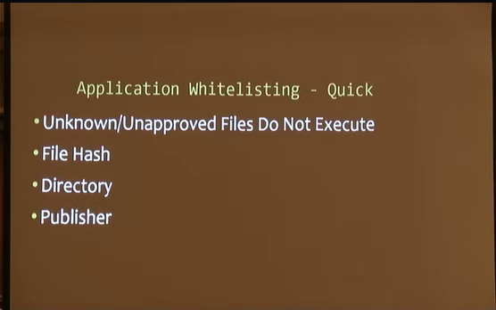Just to level set, so everybody's on the same page: application whitelisting is the idea that anything that's unknown or unapproved does not execute in your environment. We can approve a file by the file hash, potentially by a trusted directory, or by a publisher or the signature associated with the file. That becomes important when we look at different tactics to evade those. Some of the research that we've uncovered is the ability to run a binary even if it's been banned at the file hash level. I think you'll find that very interesting.